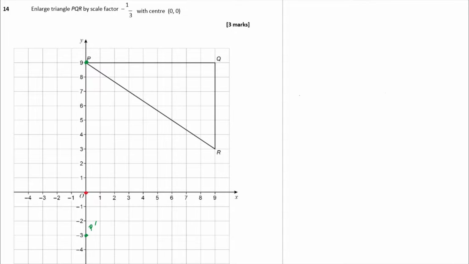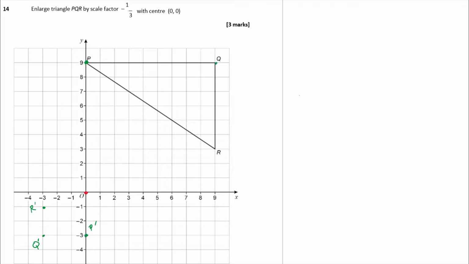Okay. What about Q? Q is over here. Now that's 9 along and 9 up. So a third of that would be, rather than 9 to the right, it's going to be 3 to the left, and rather than 9 up, it's going to be 3 down. So the image of Q is going to be down here. That's Q dash. And then finally R. R is 9 units to the right and 3 up. So a third of that would be 3 units to the left and 1 down. So R dash is going to be there.